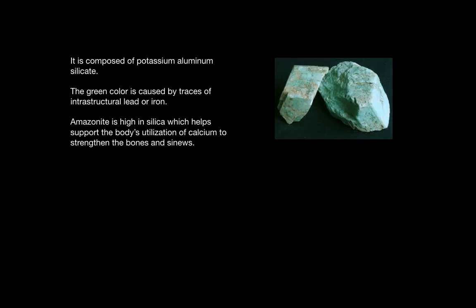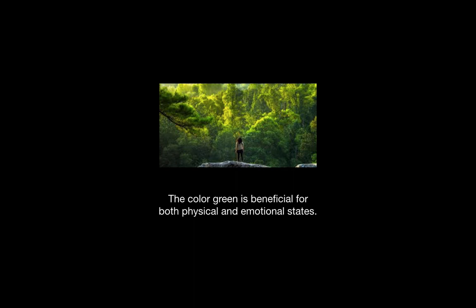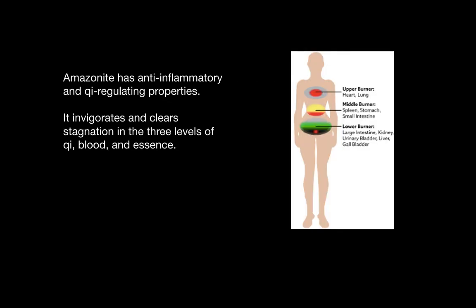Amazonite is composed of potassium aluminum silicate. Its color is caused by traces of lead or iron. Amazonite is high in silica as well, which helps support the body's utilization of calcium to strengthen the bones and the sinews. The color green is beneficial for both physical and emotional states. Amazonite has anti-inflammatory and qi regulating properties.